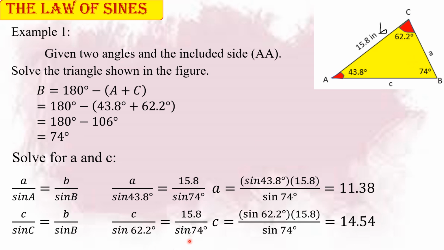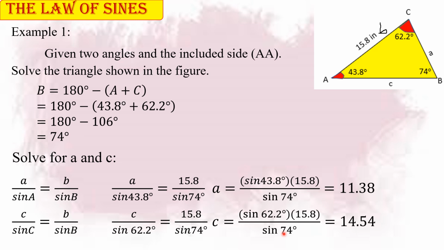So, we have here the sin 74 degrees. So, magiging, ayan, the cross multiplication step. So, C is equal to sin 62.2 times 15.8 over sin 74 degrees. So, ganun ulit yung gagamitin natin. Okay, so, delete nyo lang yan.